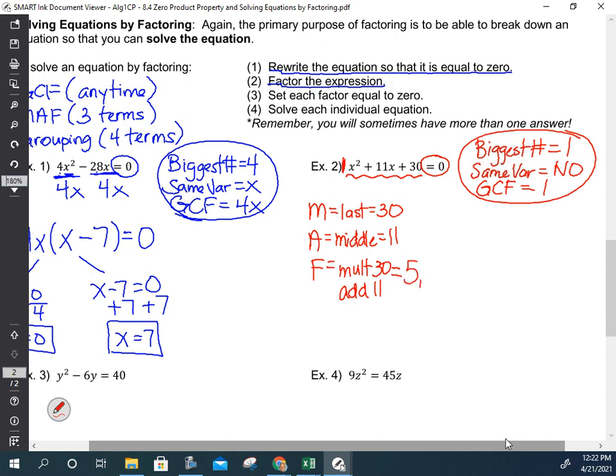5 and 6. Anyone struggle getting 5 and 6? Speak now or keep your peace. Remember, you got to know how to factor. You got to know how to multiply. If you finessed it in 8th grade, 7th grade, too bad. You can't finesse high school. You have to know how to multiply.